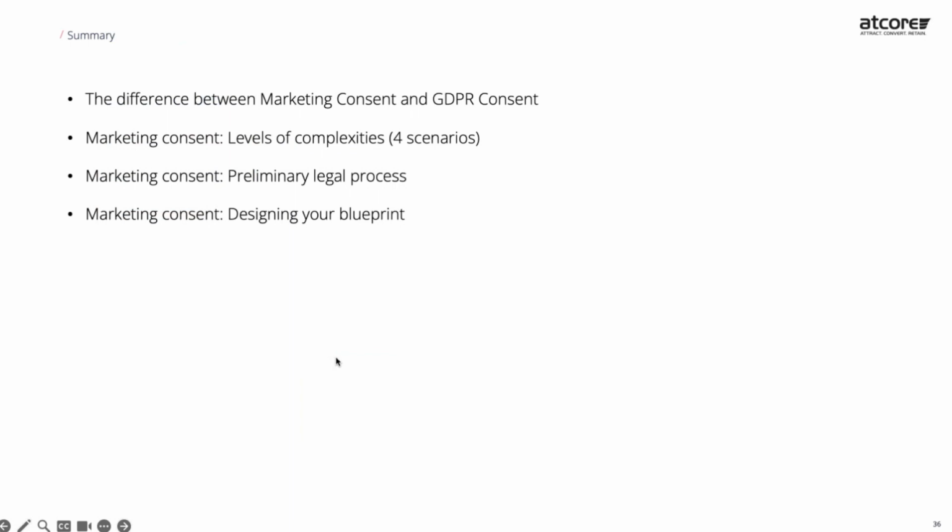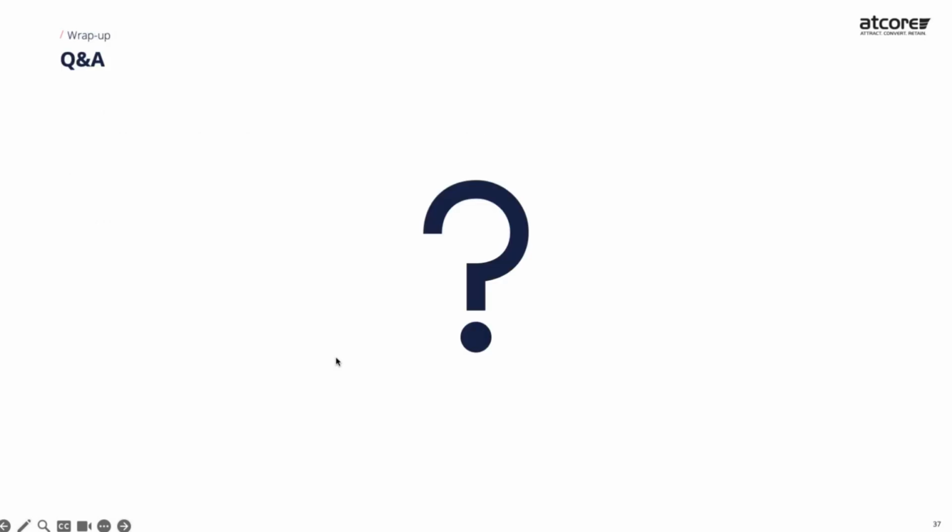So I just want to sum up what I've been going through. So first of all, I established the difference between marketing consent and GDPR consent. Then I gave you an introduction to the complexity in consent management. Then I gave you some ideas on how to approach the legal process. And I gave you some inspiration on how to design your blueprint. And that's what I had for you on consent management. Are there any questions?